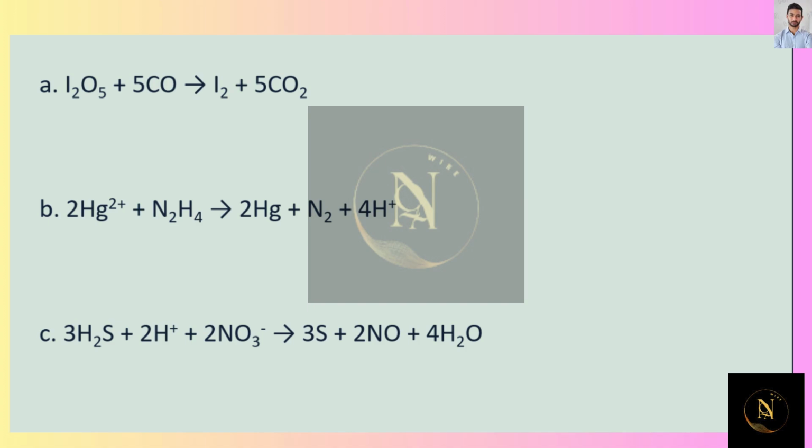In this question, we have three different equations, and for each one, we want to find the oxidation number of all the elements, and then we want to determine the total number of electrons that are being transferred. So let's start with finding our oxidation numbers. I'm going to start with the substances that we know the oxidation of.